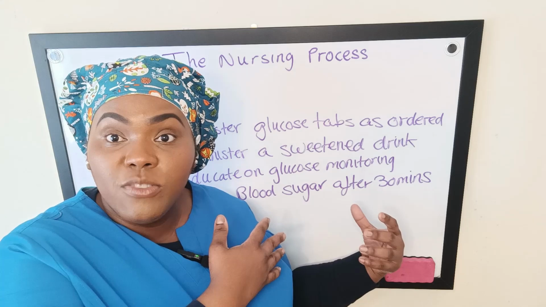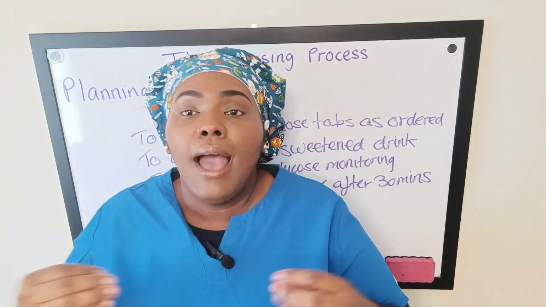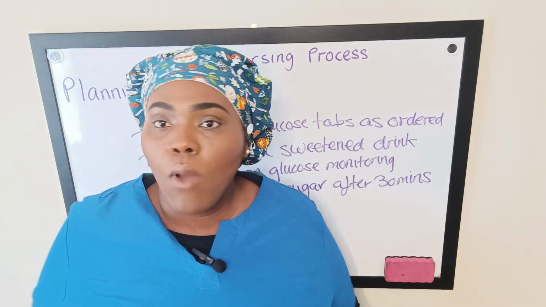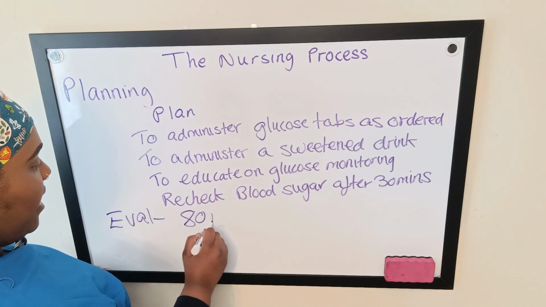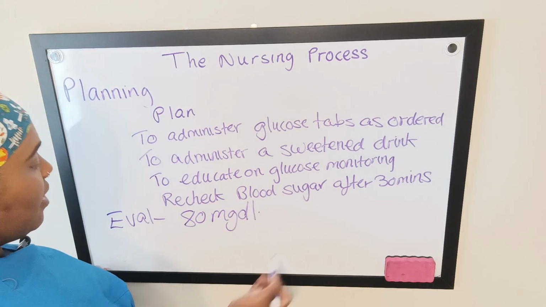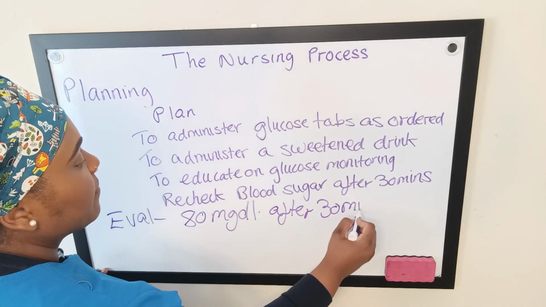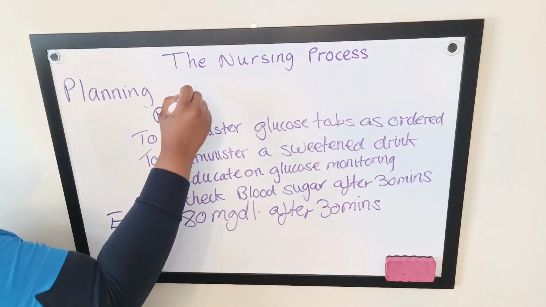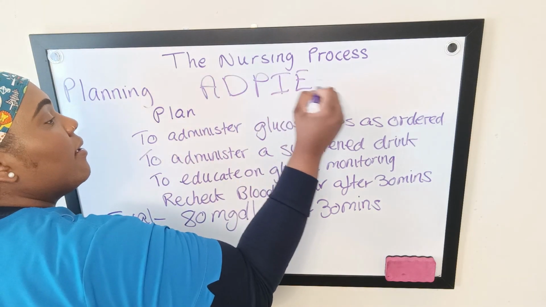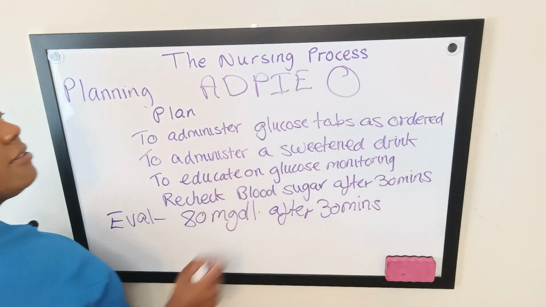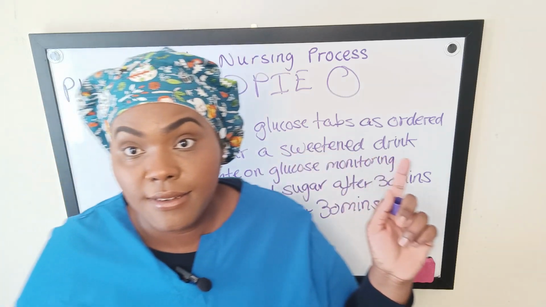Next, what do we do? Implement the interventions we have here. So, what do I do after that? I recheck my blood sugar. I am assessing again. I document. What is our patient's blood sugar post? Our patient's blood sugar was 80 mg/dL after 30 minutes. ADPIE. It is a big old circle. ADPIE. One big nice fancy circle.